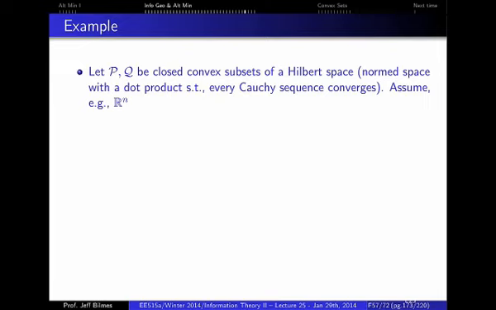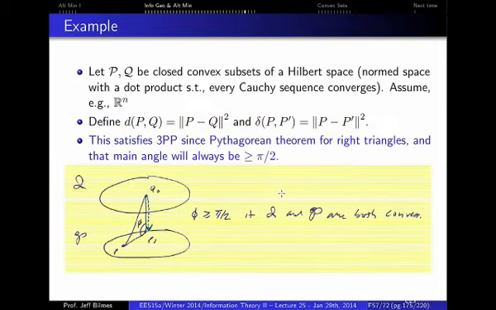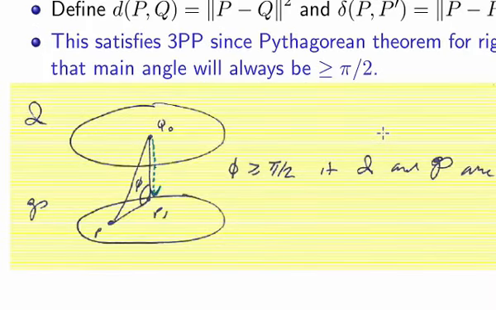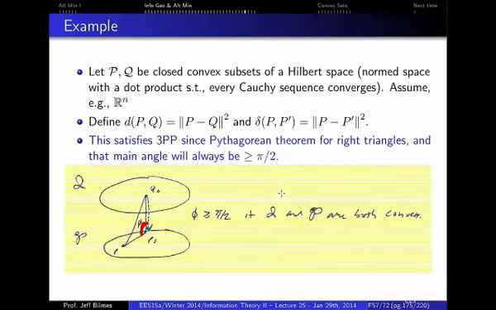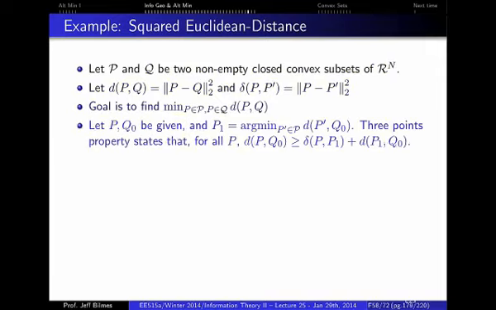So here's an example. I think it's worth doing this example. So this is the Euclidean distance. We can take d and delta both to be just the squared 2 norm. So this satisfies the 3 points property since the squared Euclidean distance has the following property, that this minimization is going to have this angle which is always greater than pi halves, this angle down here. And I guess this is sort of a little bit of a restatement of that.